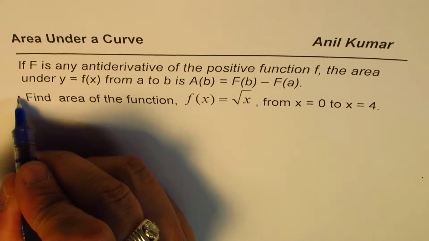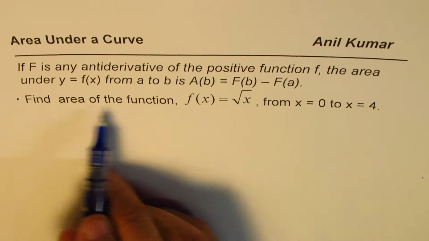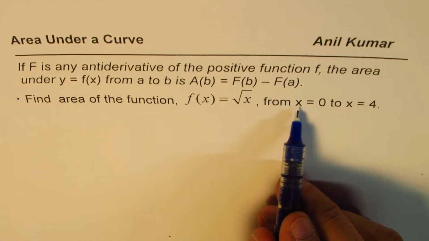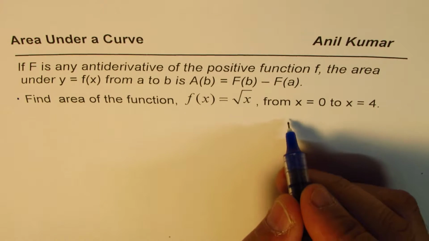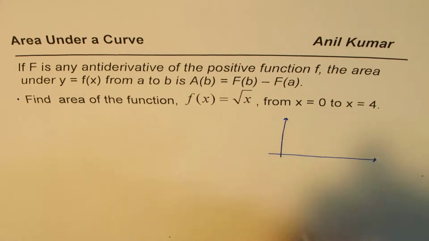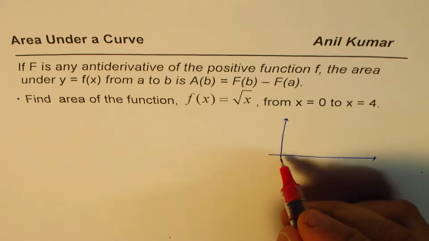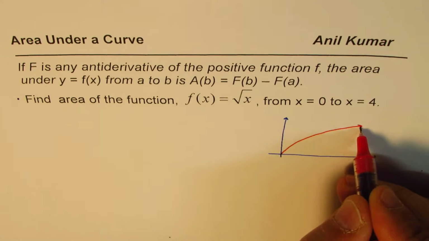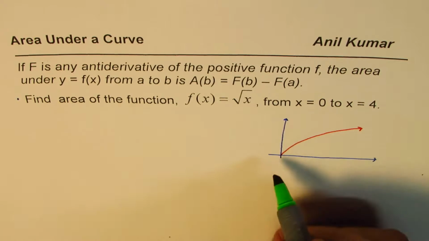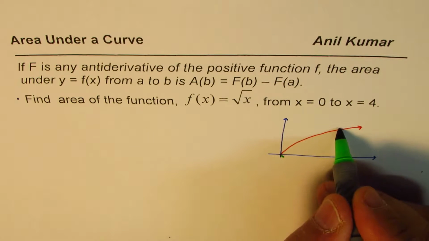Now in this example, we have to find the area of the function f of x equals square root of x from x equals 0 to 4. So let's sketch this function. It is a square root function which could be sketched kind of like this. And let us say from 0 to 4, 0 is right there, and let's say this is 4 for us.